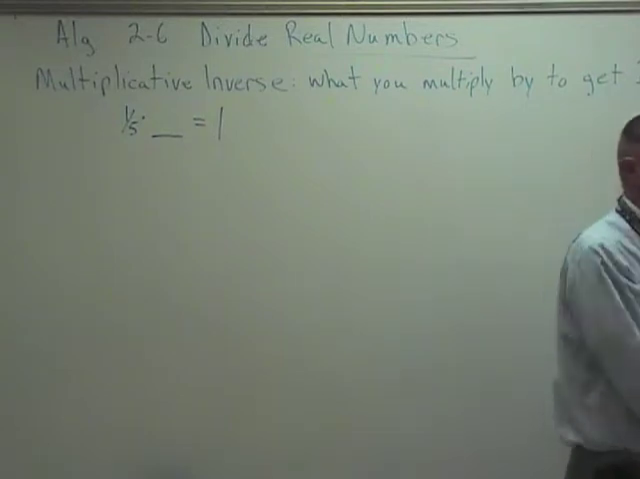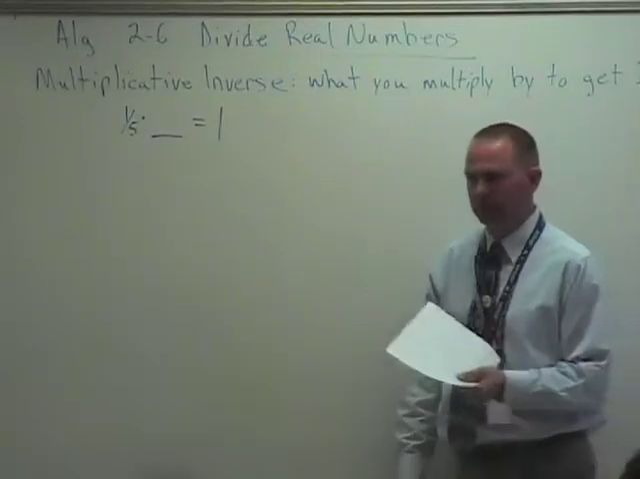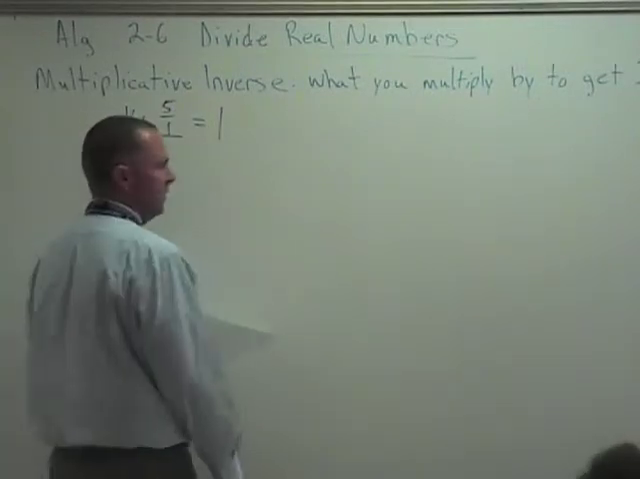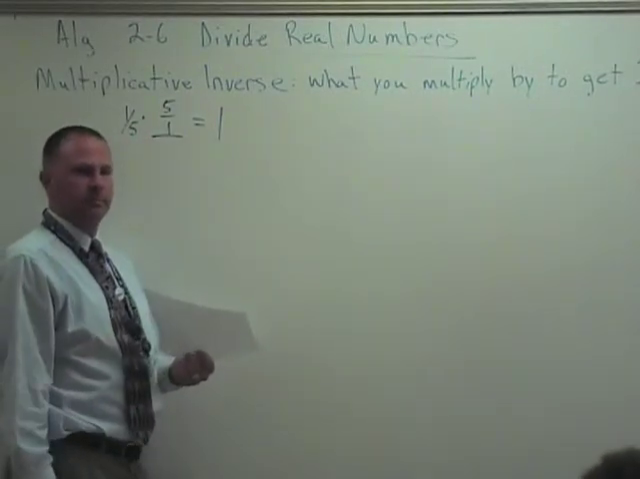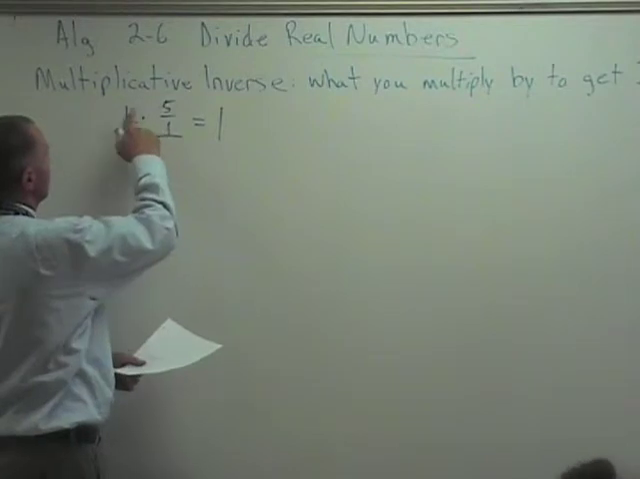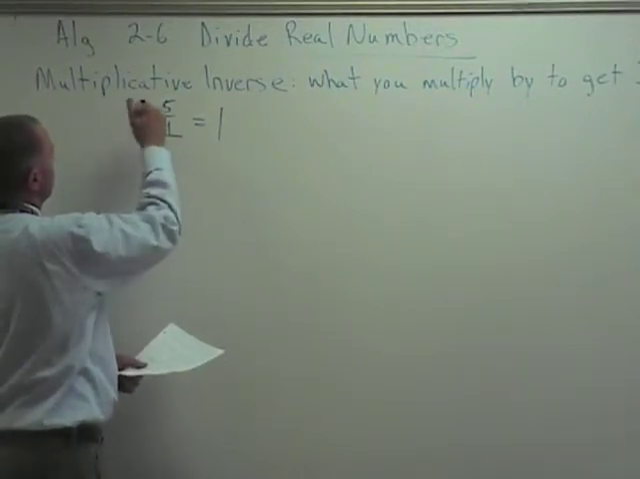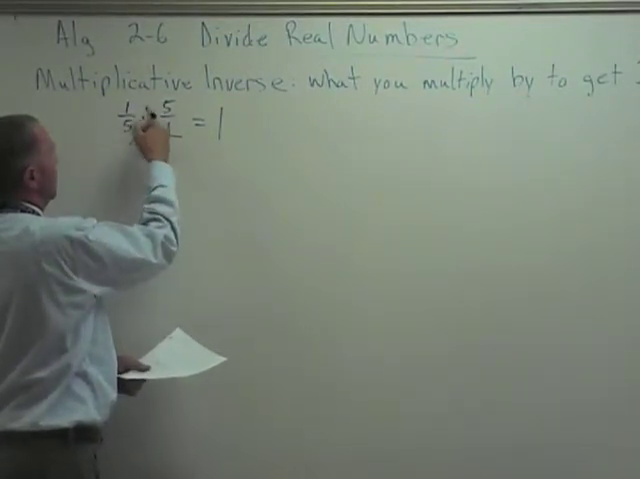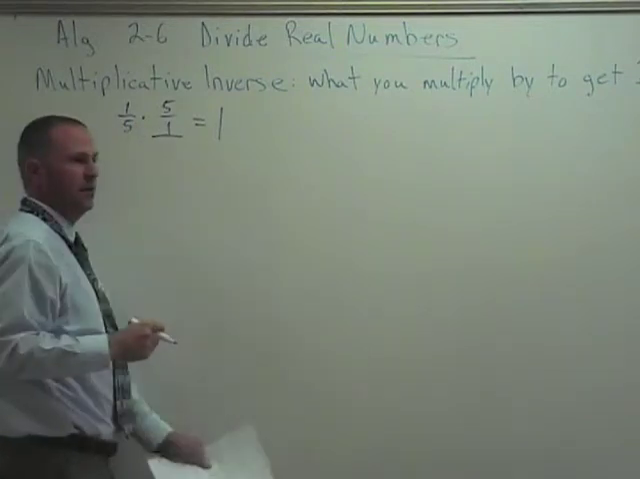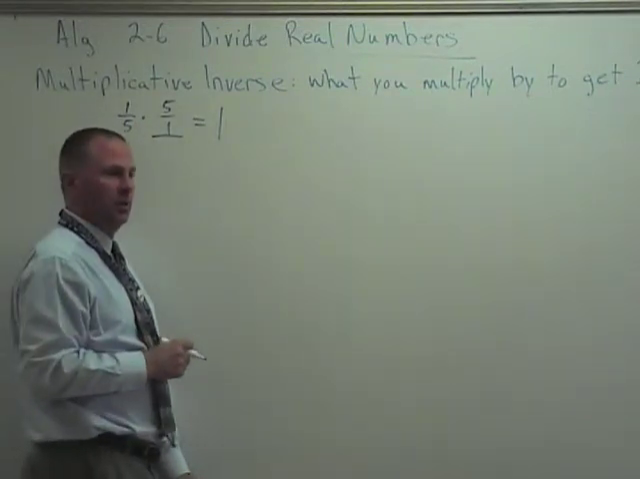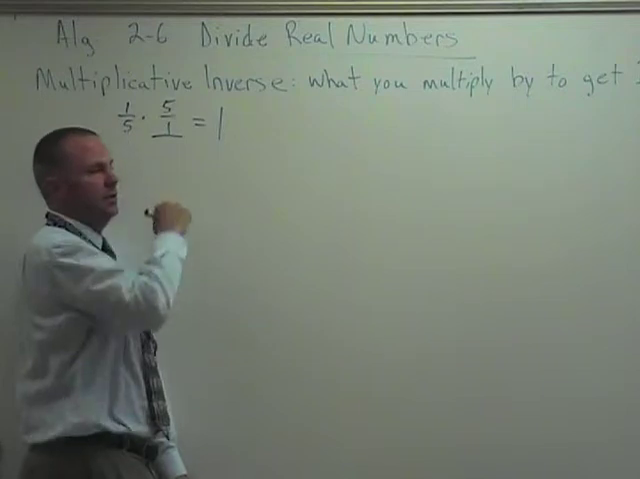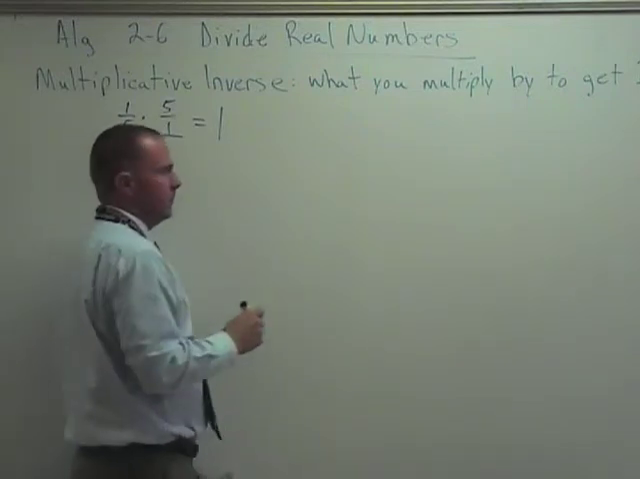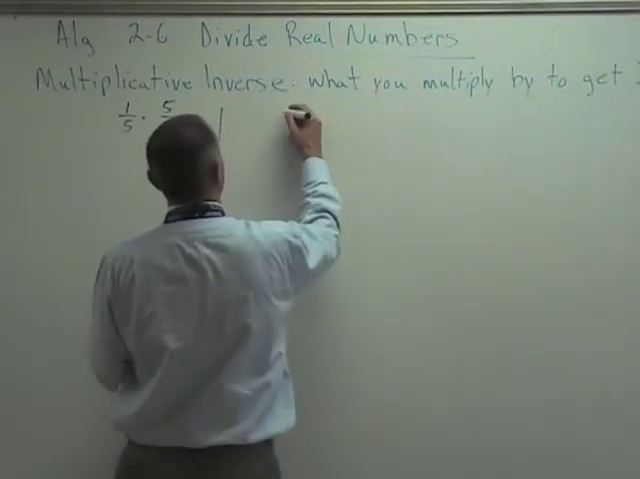So you multiply 1/5 by 5. Oh yeah, that's right. You don't have to say 5 over 1, just 5. One times 5 is 5. 5 times 1 is 5. 5 over 5 is 1. The multiplicative inverse of 1/5 is 5. So you just switch around the stuff.